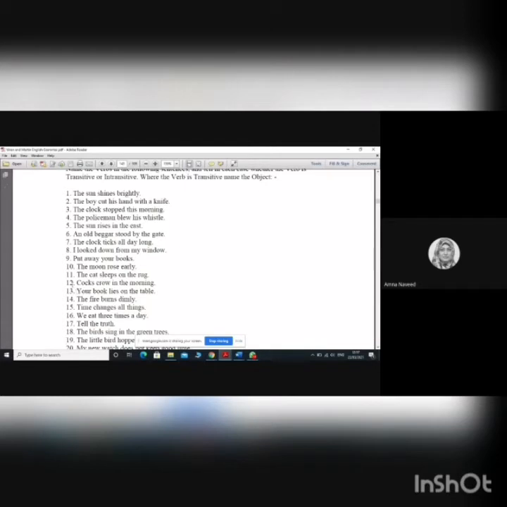Sentence number, let's say 10. The moon rose early. Intransitive, ma'am. Intransitive, you are very right. Sentence number 8. I looked down from my window. Transitive. Yes, transitive. Right. Very right. Sentence number 13. Your book lies on the table. Transitive. Right. Sentence number 14. The fire burns dimly.